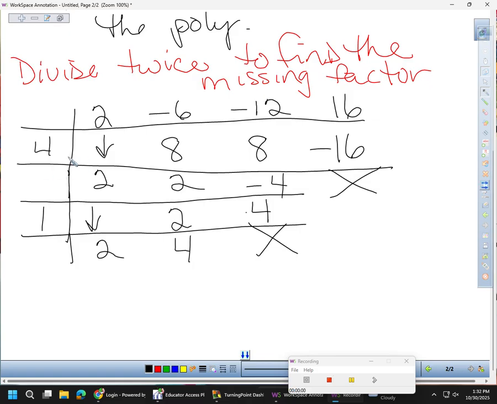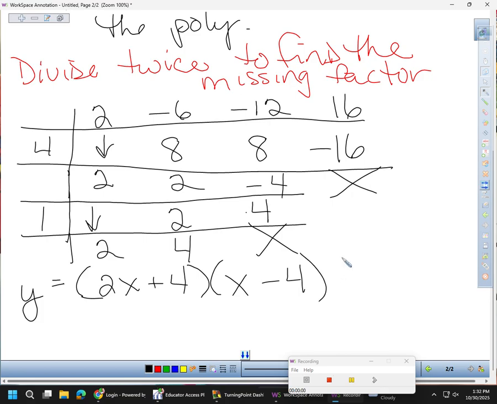So now, the first one we had right here, this went from x to the third down to x squared. After that, we divide again. This goes down to x. So technically what we have here is 2x plus 4. So this is one of our factors. So we have y equals our remaining factor once we divided twice. We have the factor of x minus 4, and we have the factor of x minus 1. Okay? That's the basis of what we're doing today.